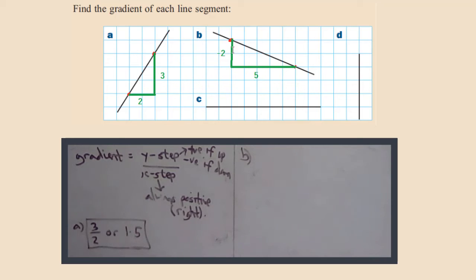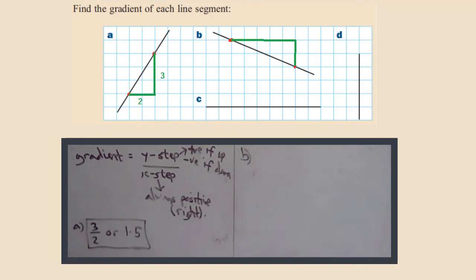So if I was to draw the triangle, say I go from here and I do my x step first, so I'm going to go 5 spaces to the right, and then I draw in my y step. It will probably make a bit more sense when I explain it.